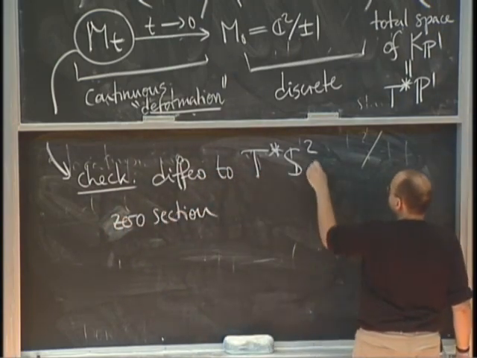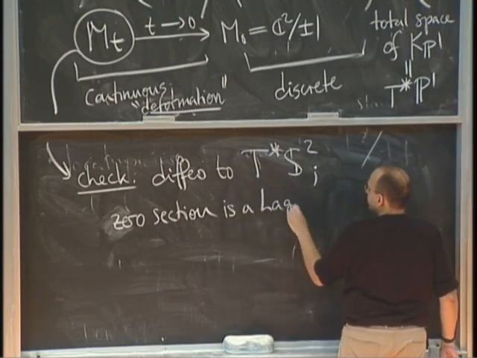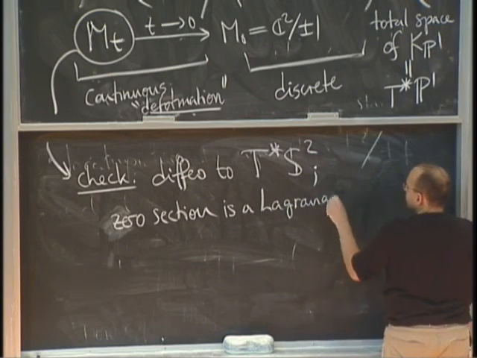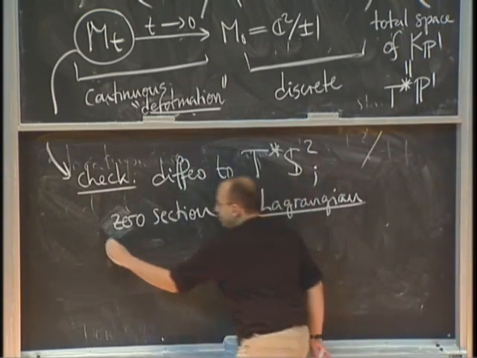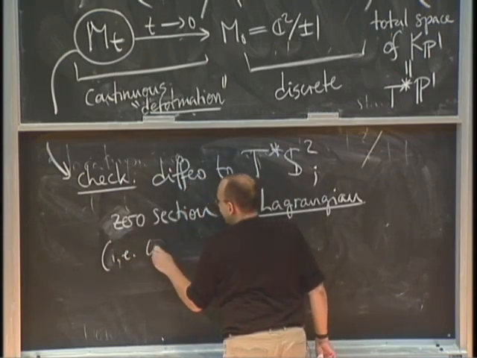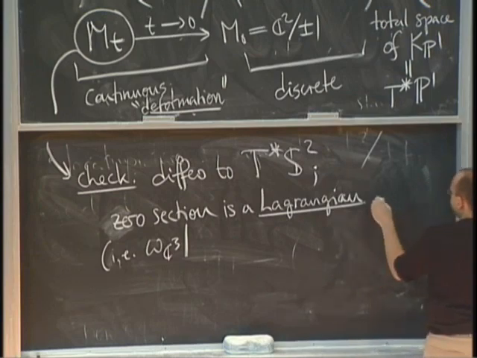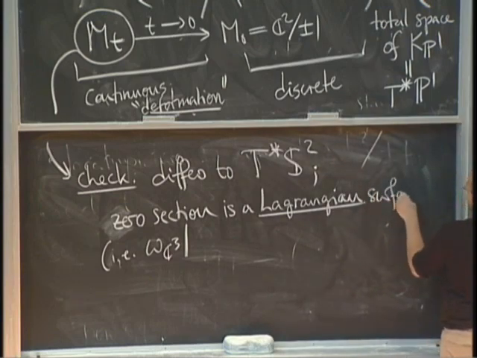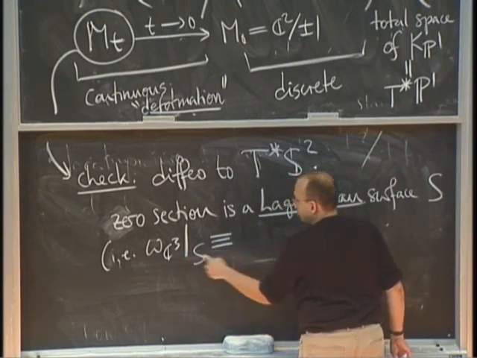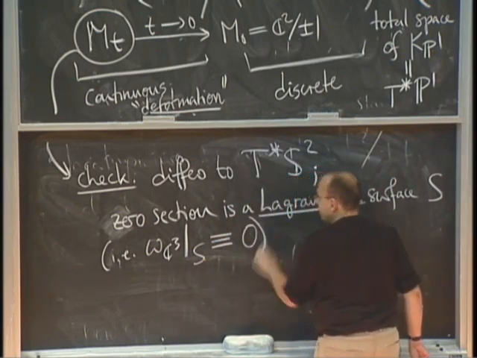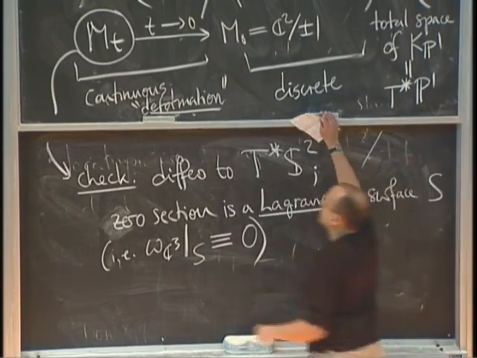So the 0 section of TS2 is a Lagrangian surface. Meaning that if you take the Kähler form of C3 and restrict it to S, then as opposed to the area form, you're just going to get 0 identically. So that's S here.